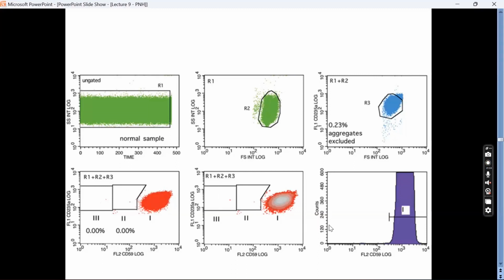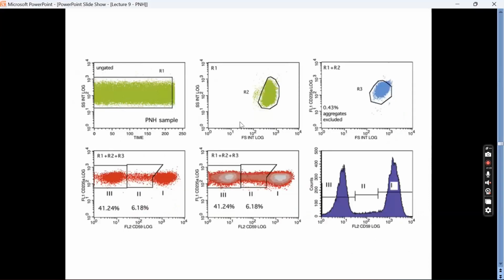Now this is a sample of a PNH patient. Similarly, after ensuring a stable acquisition with a time plot, I have gated only the RBCs. I have gated the RBCs using the forward scatter and side scatter plot. And then I'm refining the gated RBCs with the gating marker, which is CD235A.